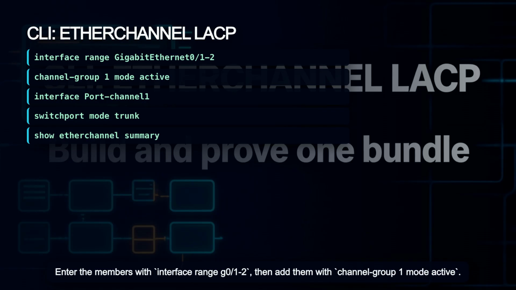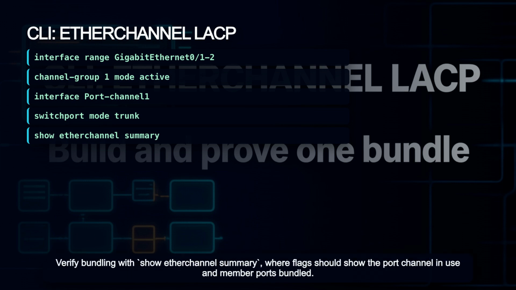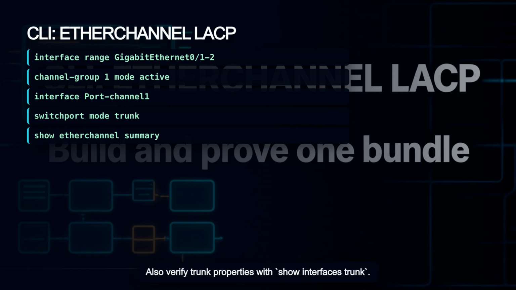Enter the members with interface range G0/1-2. Then add them with channel-group 1 mode active. Enter the logical interface with interface port-channel 1 and configure switchport mode trunk there. Verify bundling with show etherchannel summary, where flags should show the port channel in use, and member ports bundled. Also verify trunk properties with show interfaces trunk.